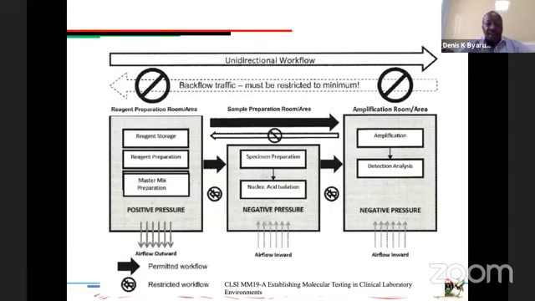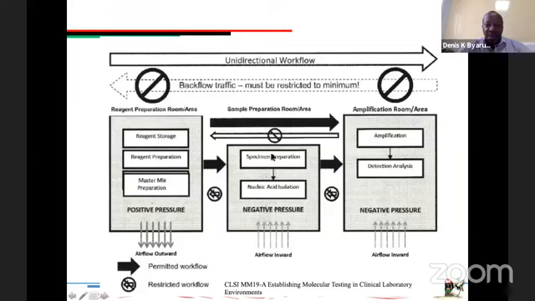I picked this simple unidirectional workflow from a manual. And this gives you the basic three areas we talked about: the reagent preparation area, the sample preparation area, and the amplification area.